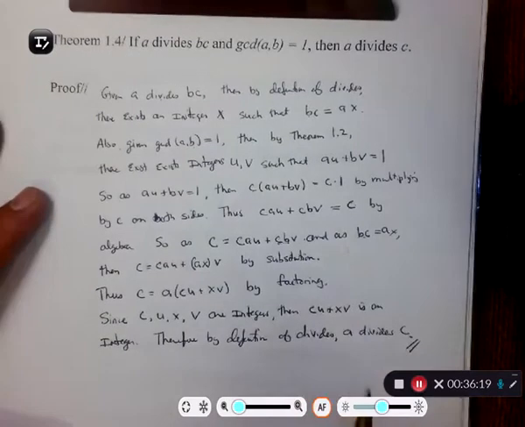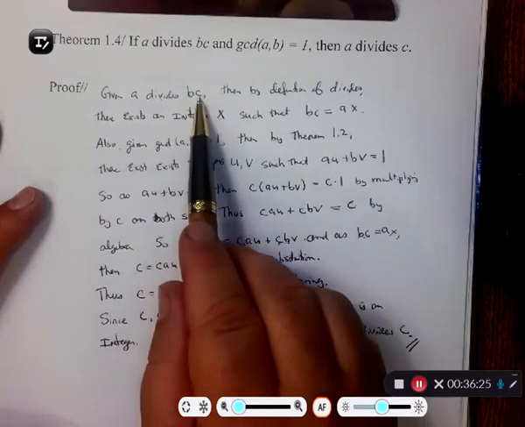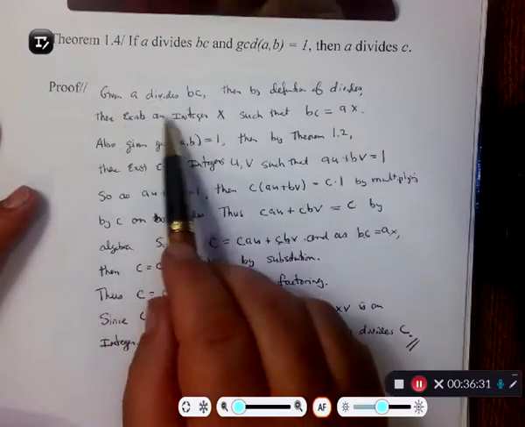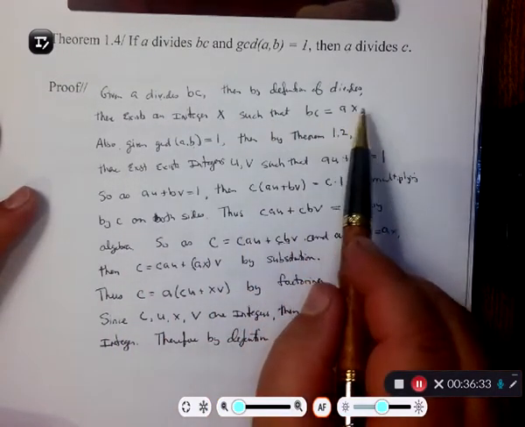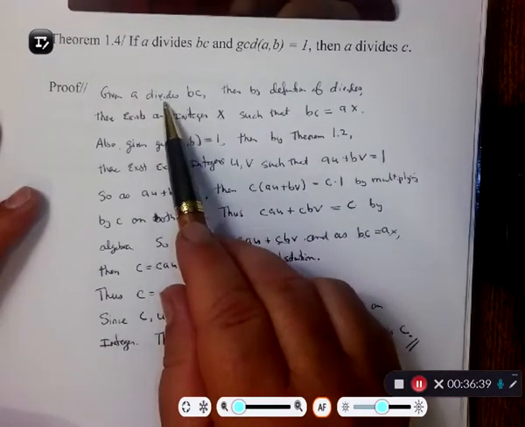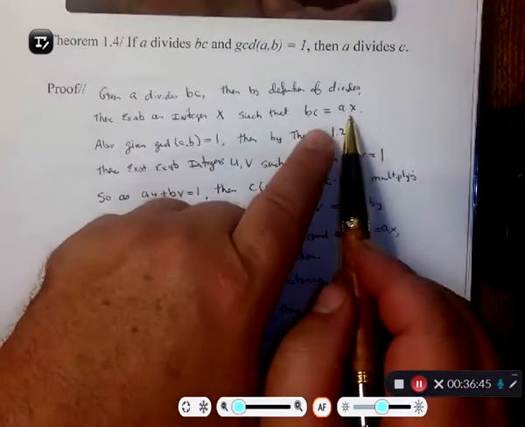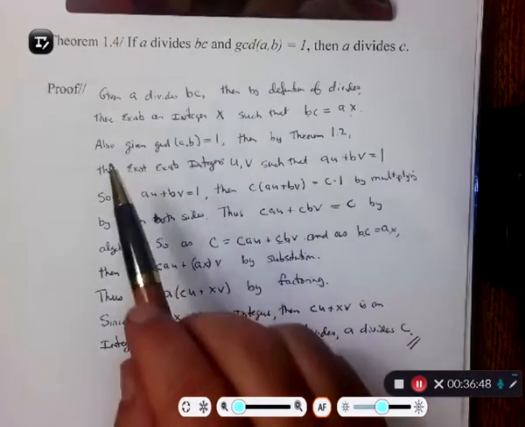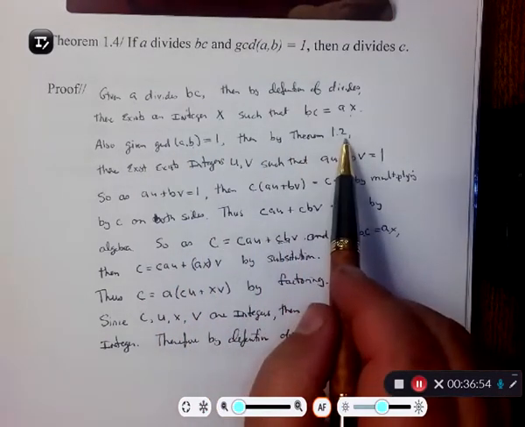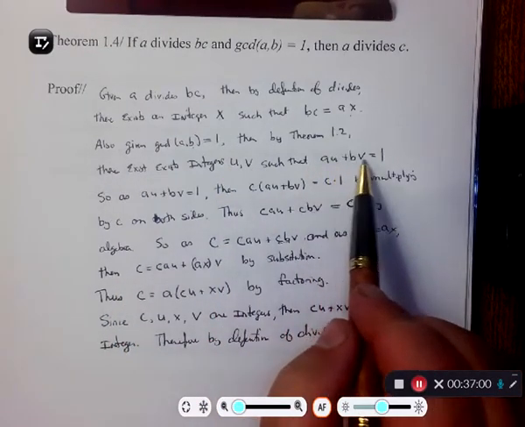On a direct proof, you have things like, okay, statement and reason. Well, given A divides BC, then by definition of divides, you've got to first claim him before you can use him. There exists an integer x such that BC equals AX. I have a statement and then my reasoning. So typically when you write up a proof, you talk about what you got, you state the reason for why something exists, and then you really go after the equation, that statement reason aspect. Also given the GCD of A and B is equal to 1, then by Theorem 1.2, claim them before you use them. There exist integers u and v such that AU plus BV equals 1.